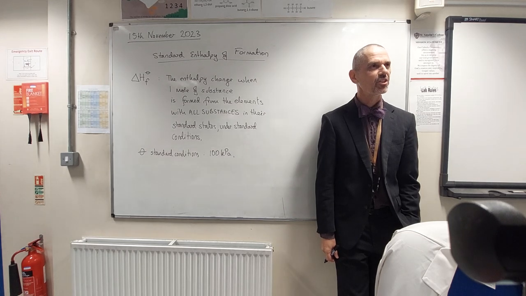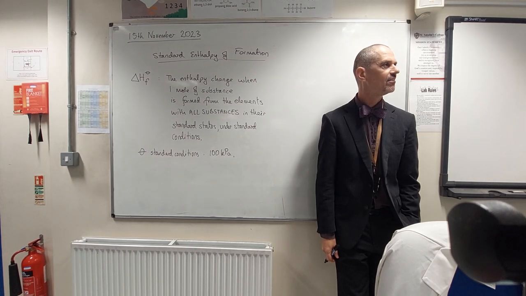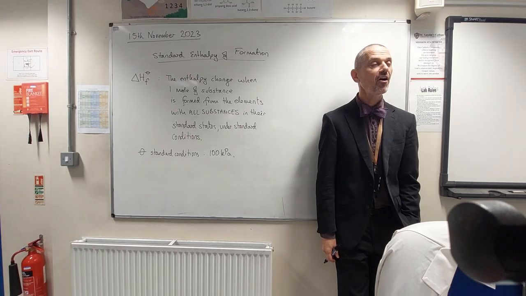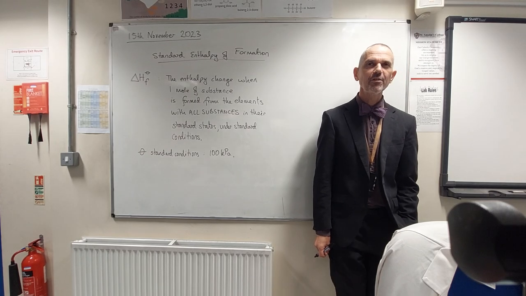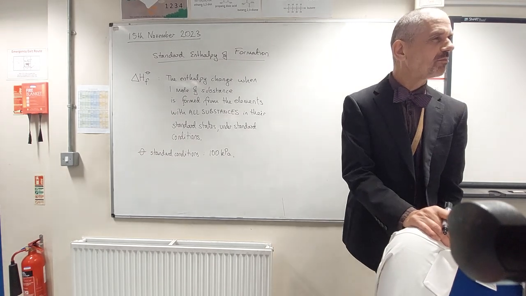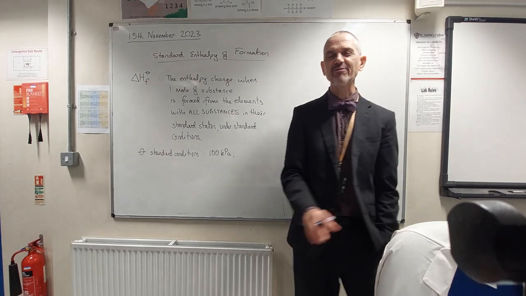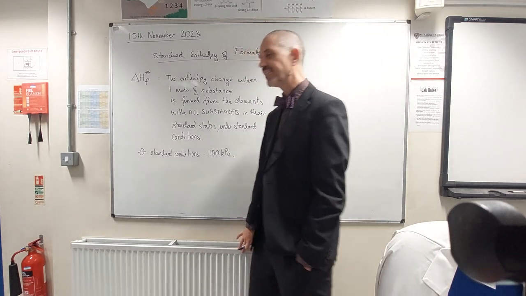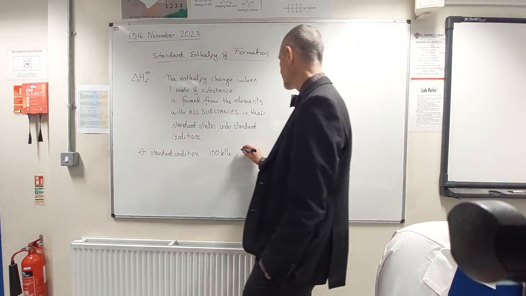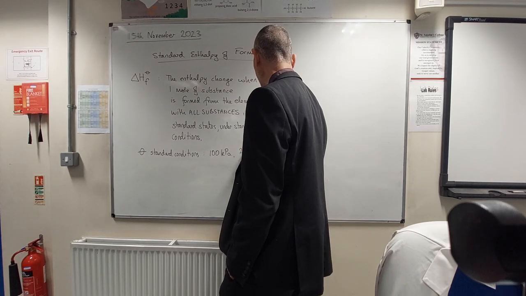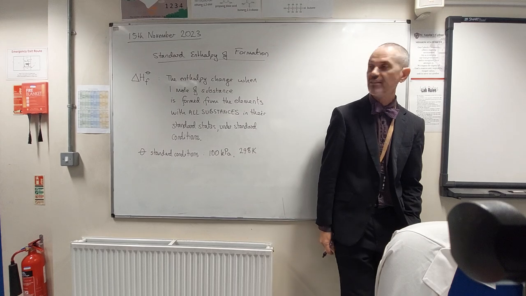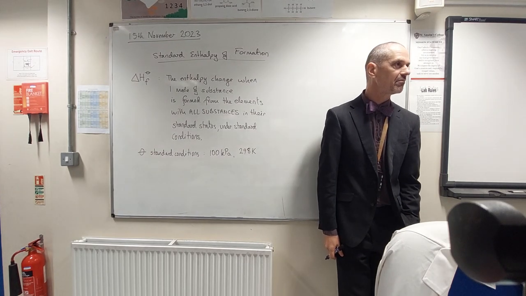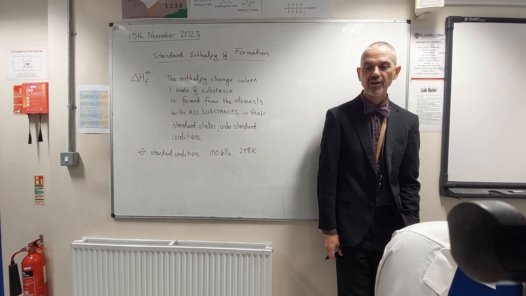What would be a nice temperature to do things under? 25 degrees. It's a nice temperature. It's a warm room, isn't it? 25, that's a warm summer's day. I like the fact that chemists use standard temperature as 25 degrees C. I'm going to translate that into Kelvin, because we should be starting to think in Kelvin now. That's 298 Kelvin, 273 plus 25.